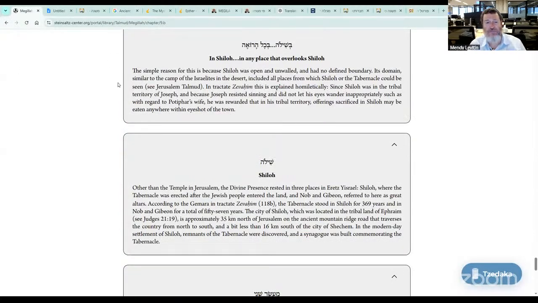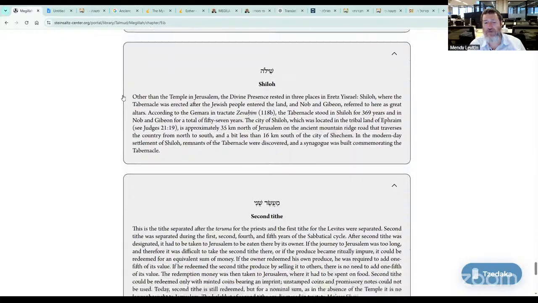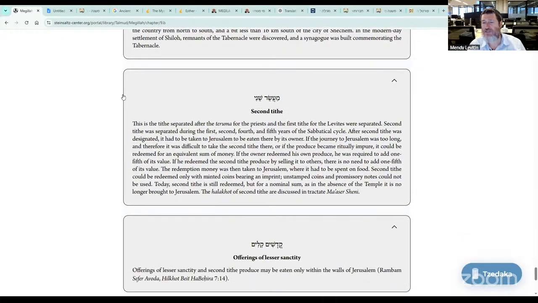It's a big deal. The evangelistic Christian community is very into the city and the story of Shiloh. Okay. Ma'aser Sheni, what is the second tithing? So he says, this is the tithe separated after the Truma for the priests and the first tithe for the Levites. Okay, so we have Truma and the Ma'aser Rishon.